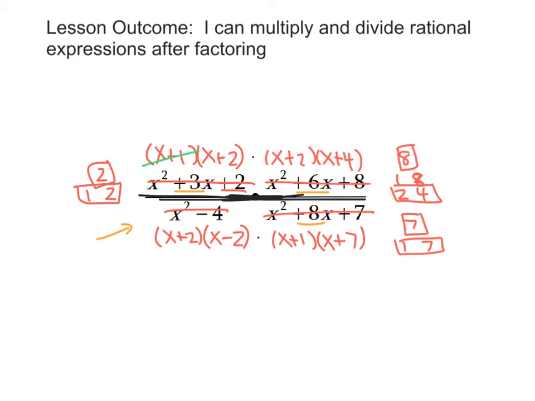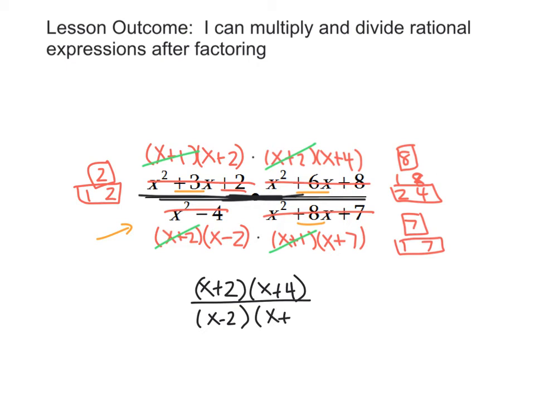I see an x plus 1 and an x plus 1. I see an x plus 2 in the denominator and x plus 2 in the numerator. Notice you can't cancel out x plus 2 and x plus 2 both in the numerator. And it looks like that's about all that we can cancel. Notice also, we cannot cancel x plus 2 with x minus 2. So we're left with x plus 2 times x plus 4 over x minus 2 times x plus 7. So that is our simplified answer for that multiplication problem.